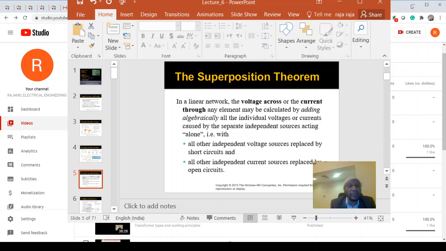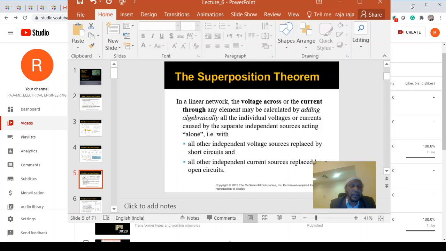So the words are very important in this slide: linear network, independent voltage source, independent current source. These terms are very important because the superposition theorem is not applicable for a non-linear network. And also we cannot directly switch off a dependent voltage source. We have a dependent voltage source also, which depends on the current. Another one, a dependent current source, depends on the voltage. So for this type of complicated network, we have to apply a different procedure to switch off the sources. But for simple cases, initially we consider independent voltage sources and independent current sources.